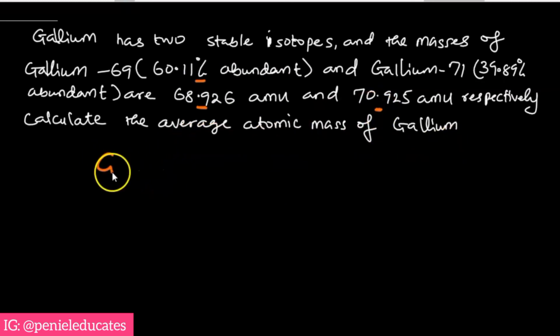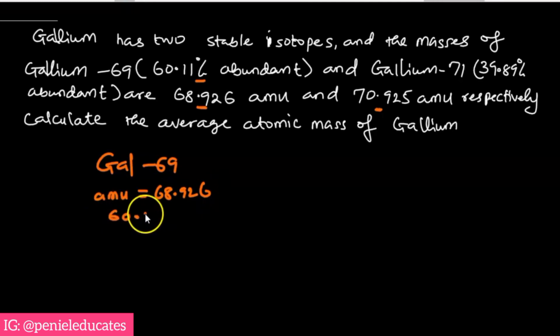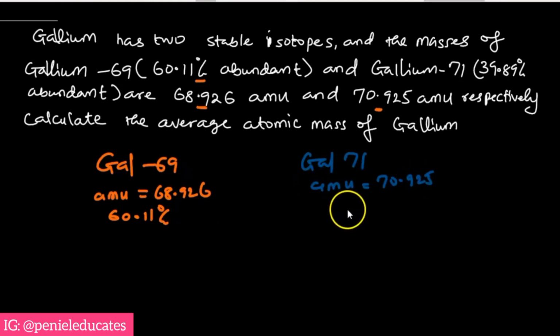So we have gallium-69 with an atomic mass unit of 68.926 and an abundance of 60.11%, while gallium-71 has an atomic mass unit of 70.925 and an abundance of 39.89%.